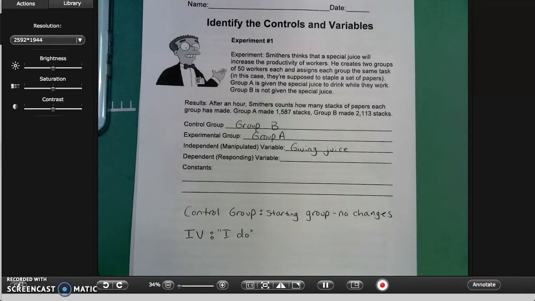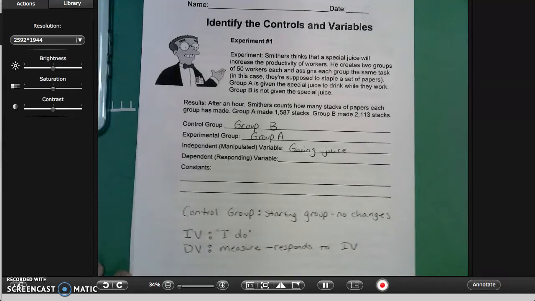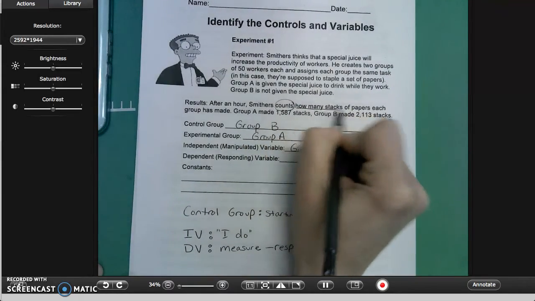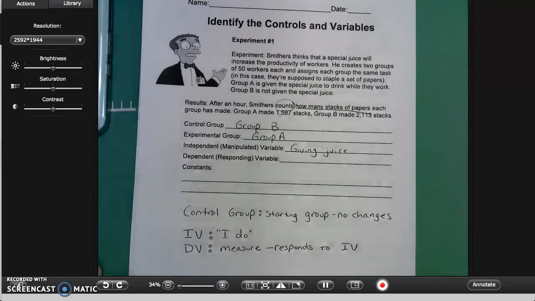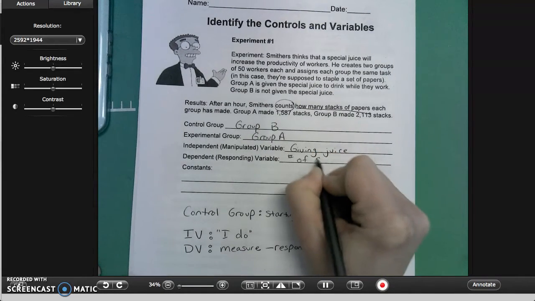The dependent variable is the responding variable. So this is what we measure, because it responds to the independent variable. So in this situation, we are measuring, he's counting how many stacks of papers each group has made. So the number of stacks of papers.